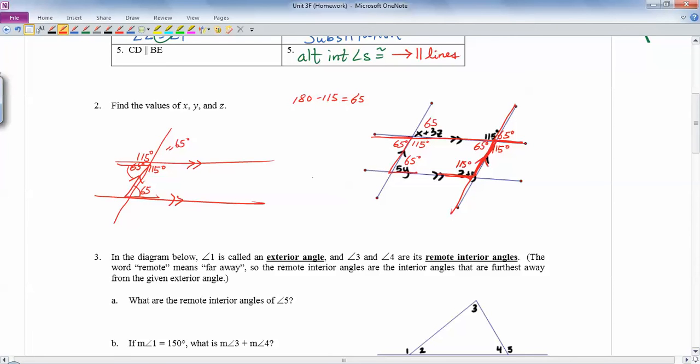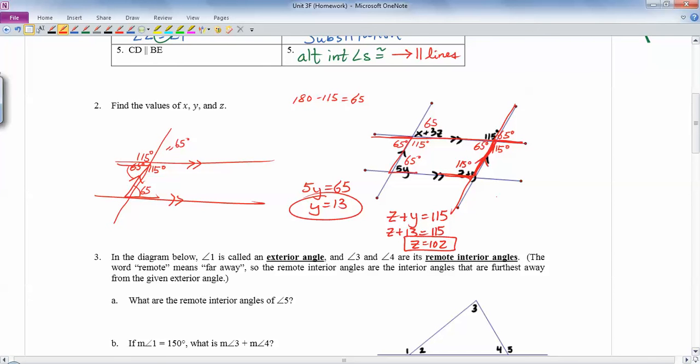So one of the things we can set up is 5y has to be 65. So if we divide both sides by 5, we get y is 13. So that part's done. Okay. Let's see. Over here, we know z plus y equals 115. We know y is 13. So z plus 13 equals 115. So then z ends up being 102.